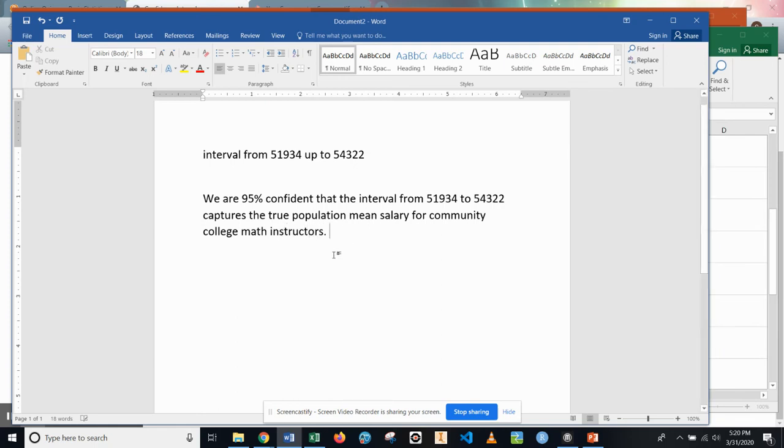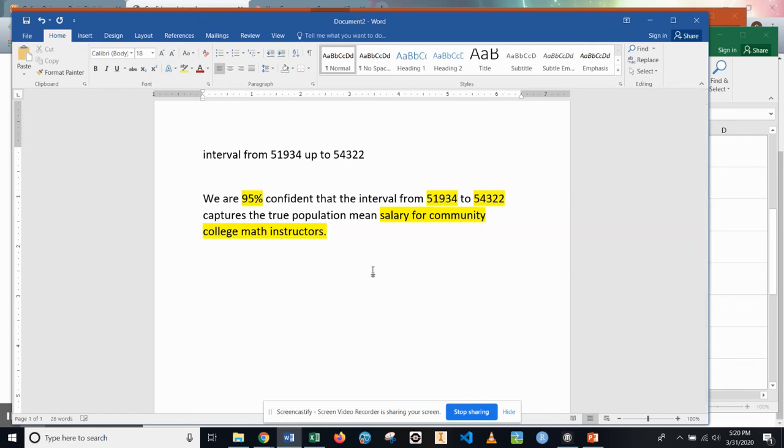So that's just a general statement. This is one that you can make in your project. You should make something similar to this. I'm going to highlight the things that you would change. You would change the percent if it's different. You would change your interval if it's different. And then you would change the context that the mean is from. So all the things in yellow would be things that you would change when you write that statement.